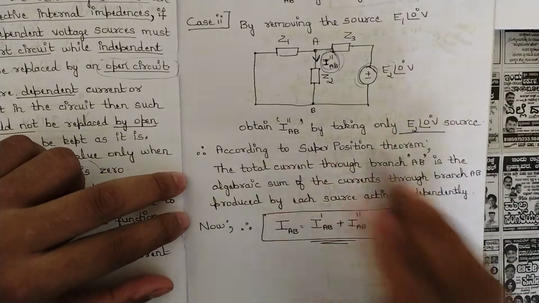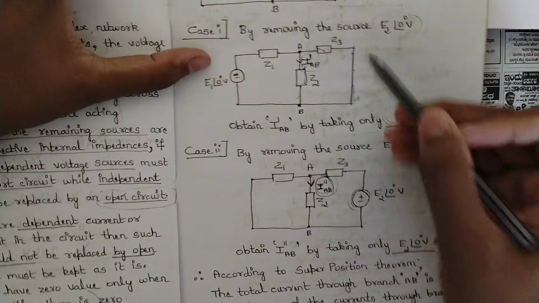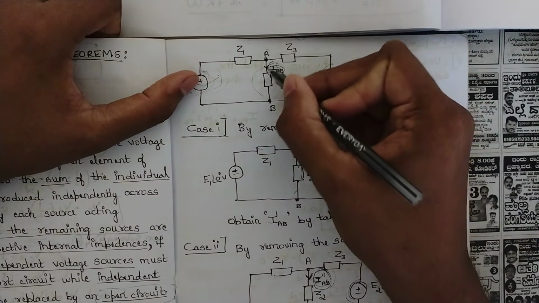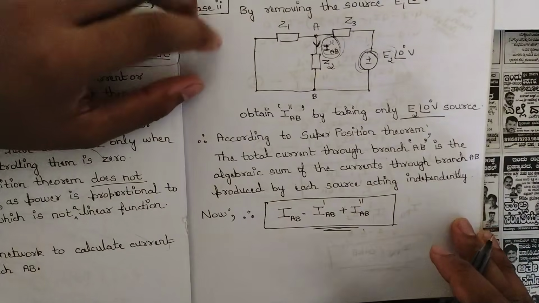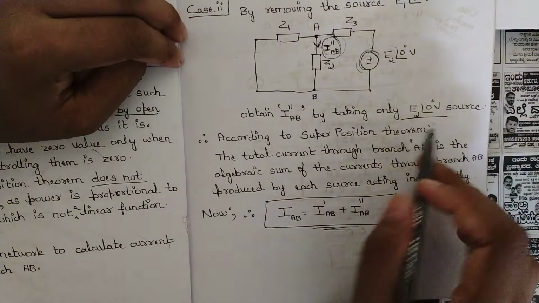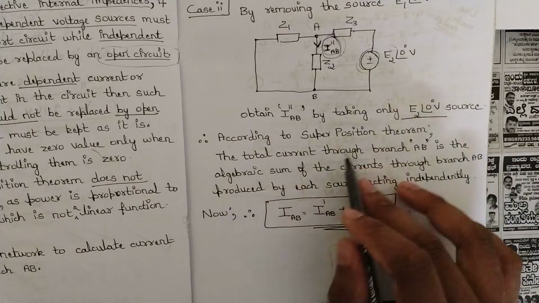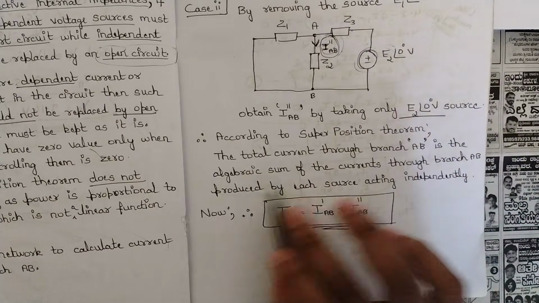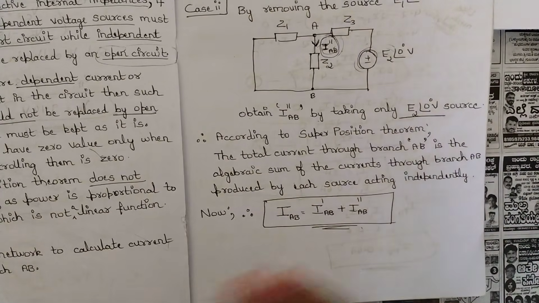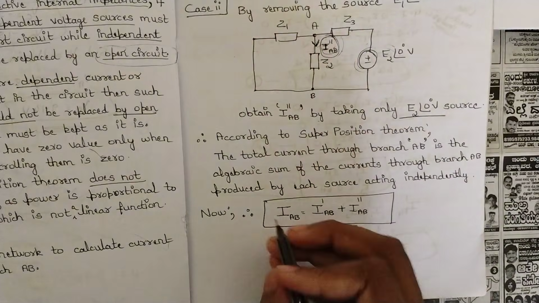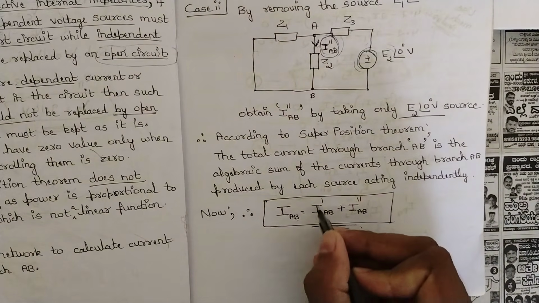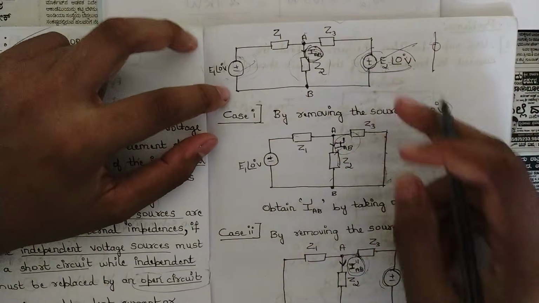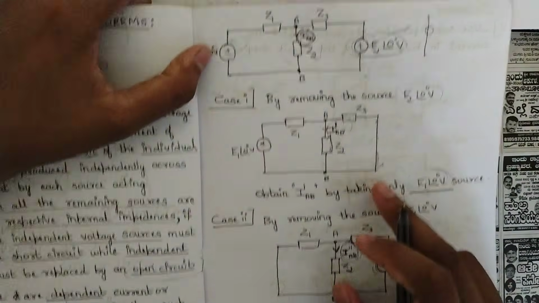Okay. So now we have solved for I dash of AB, I double dash of AB, but our goal is to get this current, that is I of AB, right? So now the conclusion part. According to the superposition theorem, the total current through branch AB is the algebraic sum of the currents through branch AB produced by each source acting independently. This is according to the statement. So finally we can conclude that I of AB is equal to I dash of AB plus I double dash of AB, because we have considered the sources independently and solved for two currents at a time.